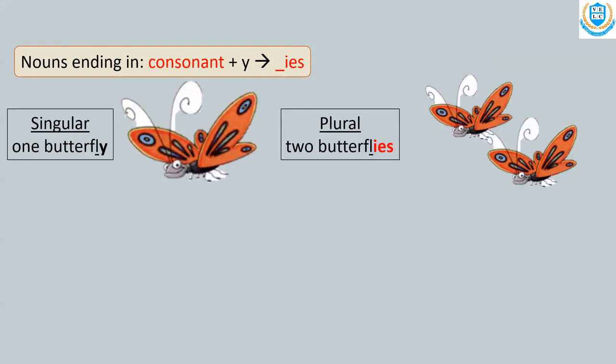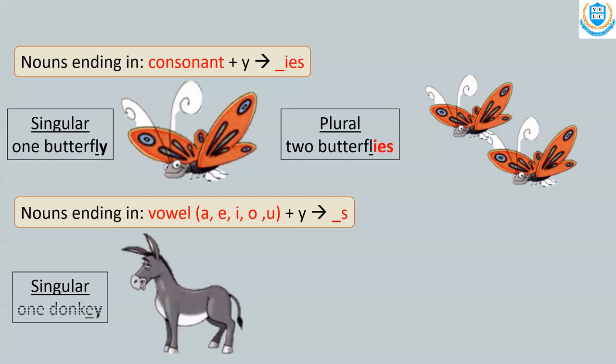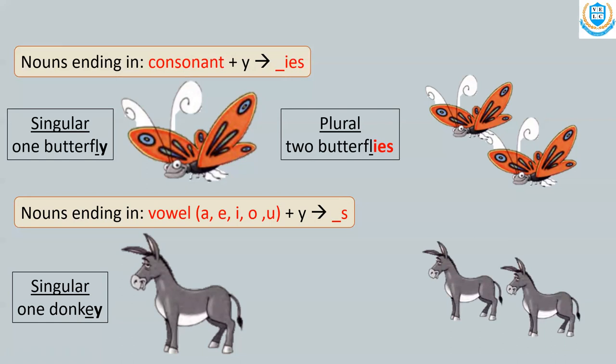You got it? What about vowel? Vowels are A E I O U, and consonants are the rest. So let's see here. Where is this? Donkey. Singular or plural? Singular. One donkey. How many donkeys do you see? Two donkeys. Singular or plural? Plural. Two donkeys.